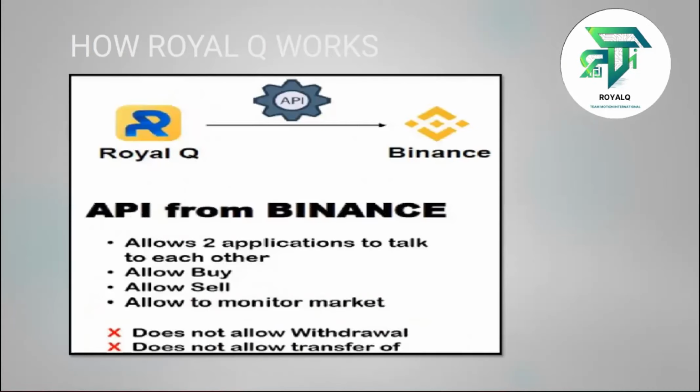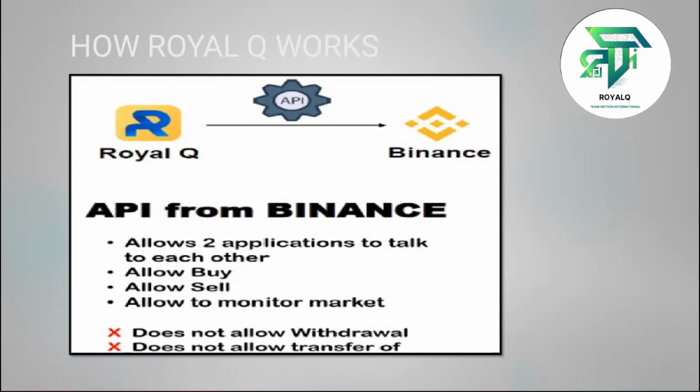Now, how do you connect your Royal Queue to your Binance? That's another good question. There is what is known as API, which stands for Application Programming Interface. This means it allows two applications to talk to each other. So when you connect your Royal Queue, after activating it, to your Binance, it means you are giving Royal Queue access to trade on your behalf in your Binance account.